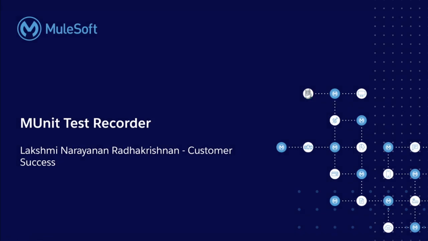The test recorder enables you to record a processing flow and then configure a unit test based on the captured event. It captures real data as it flows through your Mule application and automatically generates an MUnit test so that you can configure the necessary mocks and assertions needed for your test.